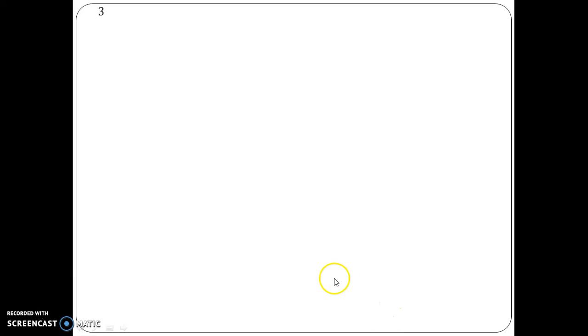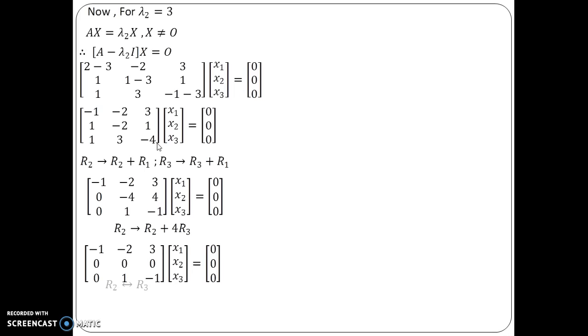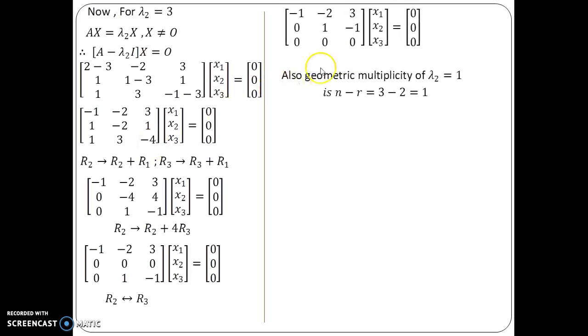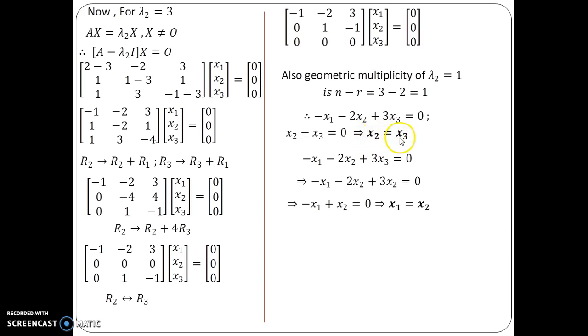Now let us go to find for lambda 2 equal to 3. A similar procedure goes. From the diagonal values of the matrix you subtract lambda 2, that is 3, and you get this system of equations. Perform row transformation and reduce it to the row echelon form. This is the row echelon form. You calculate the geometric multiplicity. You can also avoid it if you do not want to calculate. You can solve the system of linear equations, obtain the relation x2 equals x3 from the second equation, and from the first equation when you plug in these values, you get x1 equals x2.